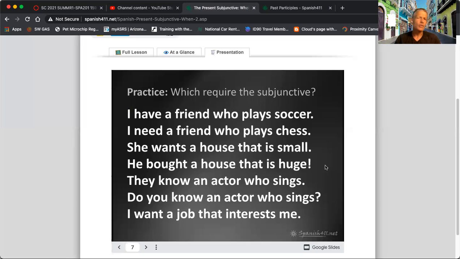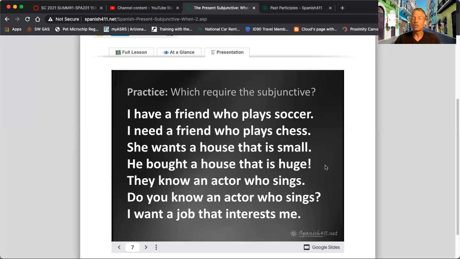Do you know an actor who sings? Now notice the tone of my voice. I'm unsure. This person may or may not exist. So if I say, do you know somebody who does something? In my mind, I don't know who they are. So I'm going to use the subjunctive to describe them. ¿Conoces a un actor que cante?